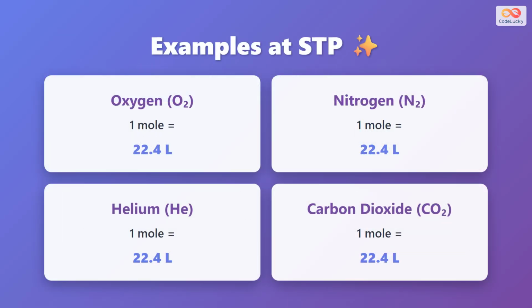Let's look at some concrete examples to make this clearer. 1 mole of oxygen gas equals 22.4 liters at STP. 1 mole of nitrogen gas also equals 22.4 liters. 1 mole of helium, 22.4 liters. 1 mole of carbon dioxide, again, 22.4 liters. Notice the pattern? No matter which gas we choose, the answer is always the same. This makes calculations much easier once you memorize this value.